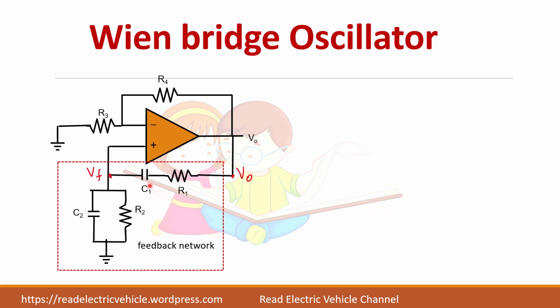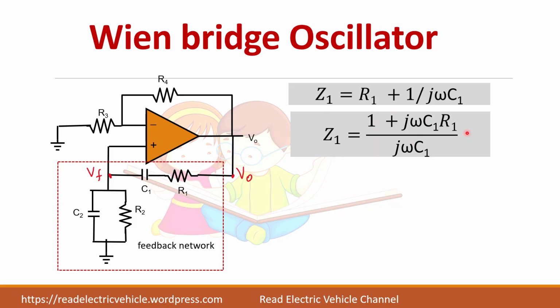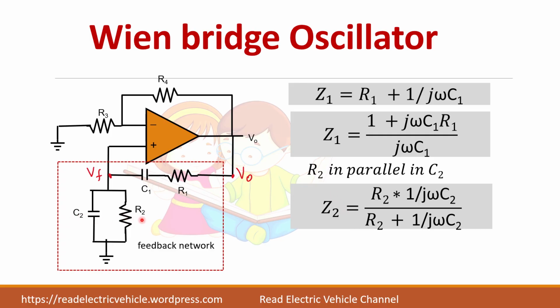Now first let us take this series combination as impedance Z1. So these two are in series, so R1 plus Xc1. Xc is nothing but 1 by j omega C1. Simplify it, this is Z1. Now let us take this R2 C2, which is in parallel, as impedance Z2. So R2 into 1 by j omega C2 divided by R2 plus 1 by j omega C2, because these two are in parallel. Simplify it, you will get Z2.